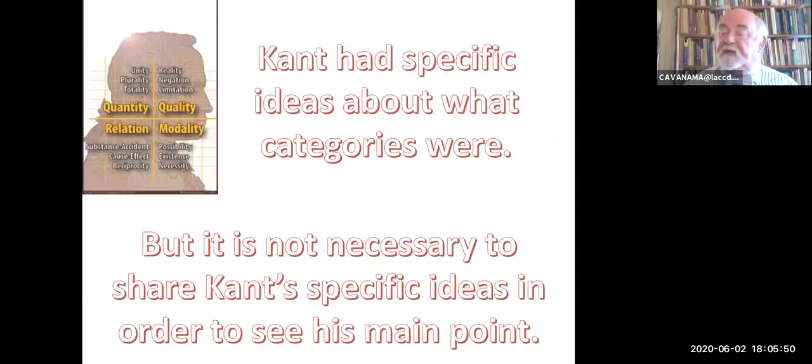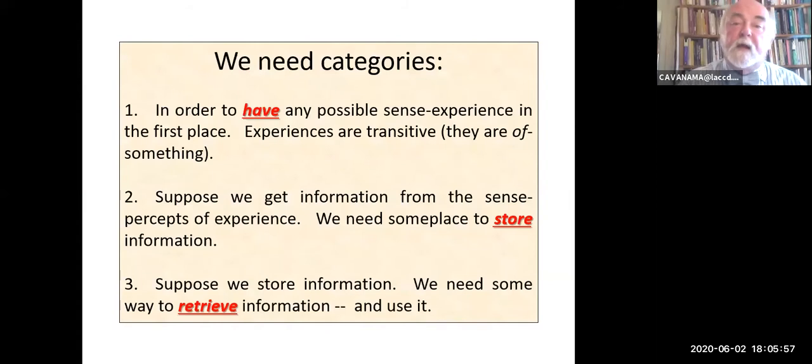So Kant had specific ideas about what his categories are. We don't have to go into them. We don't have to share his specific ideas in order to get his very, very general point. And that's threefold. First of all, in order to have any possible sense experience at all, we need categories. Experiences are transitive. They are experiences of something, just like belief is transitive. You have to believe in something. You can't just have belief. You can't just have experience. It's an experience of. And you only know it's an experience of to the extent that you have a classification scheme.